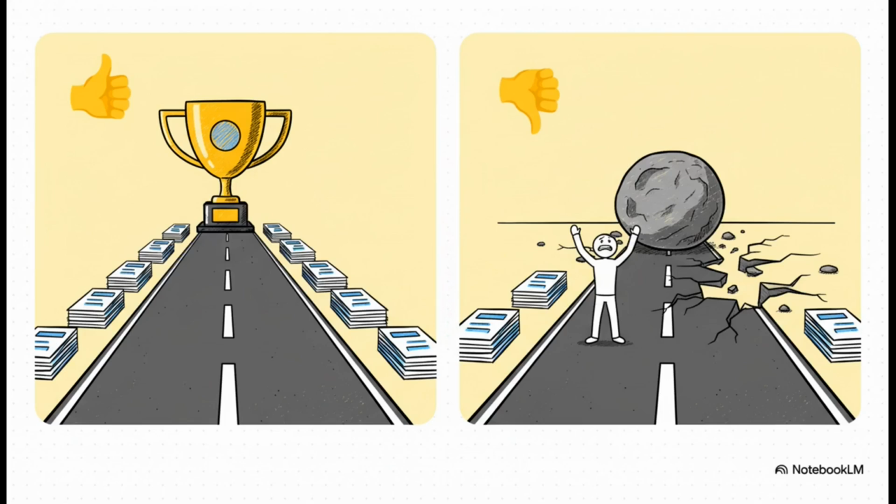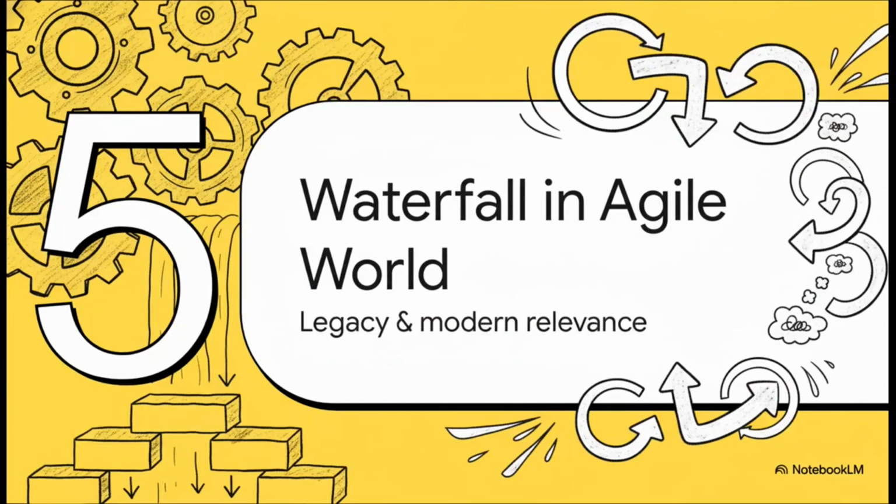If the client changes their mind halfway through, or even worse, if you got those initial requirements wrong, the whole project could be headed for disaster. And that inflexibility is precisely why new models like Agile were even invented. So, where does that leave our 50-year-old waterfall model in today's super fast, always changing tech world?